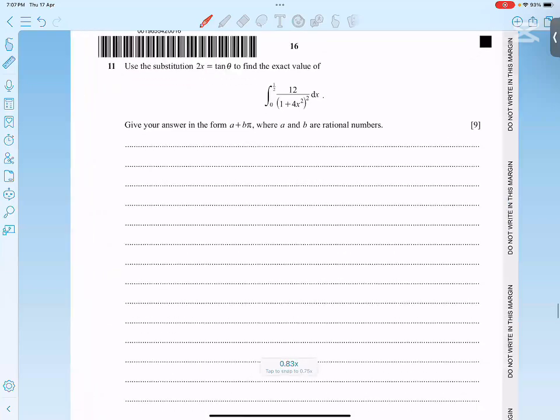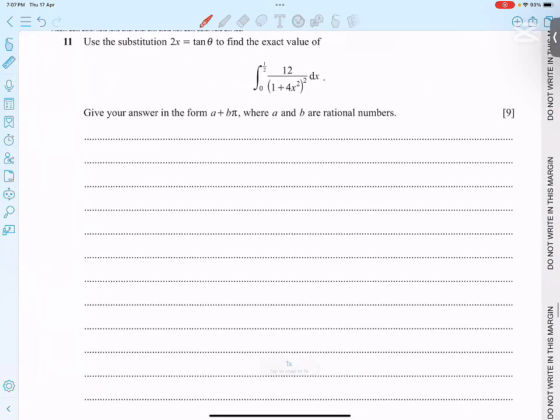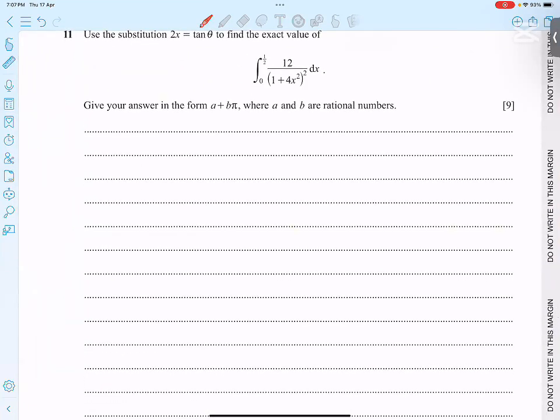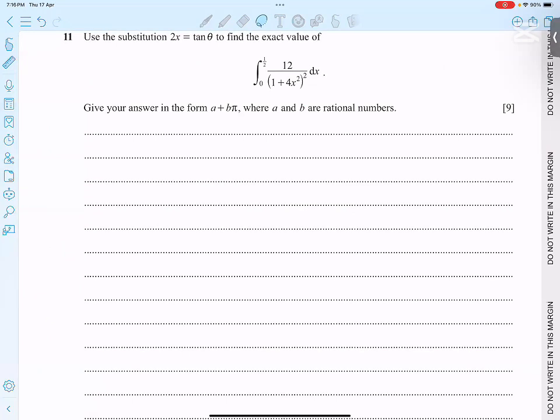The next question is number 11. So integration by substitution. We have to use this substitution. It's very clear, and integrate this one. The topic is integration, but we have to start from differentiation.